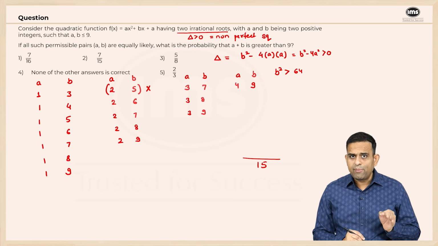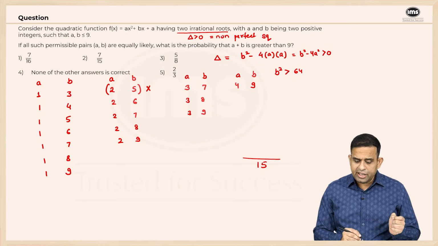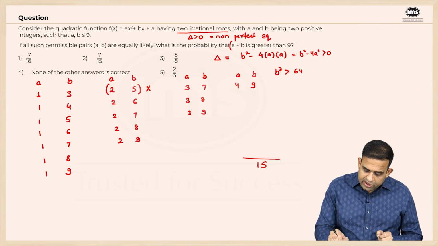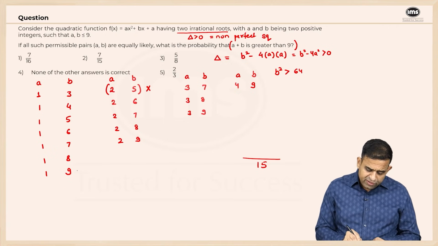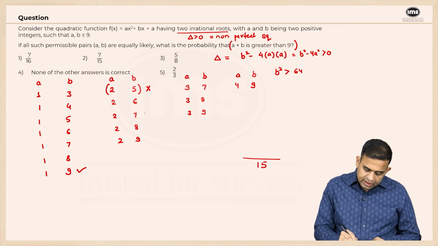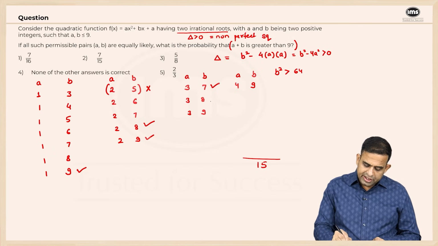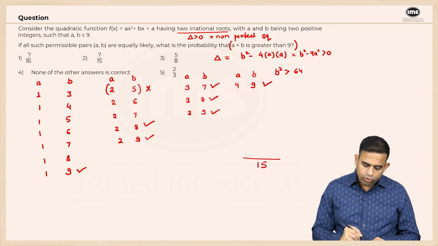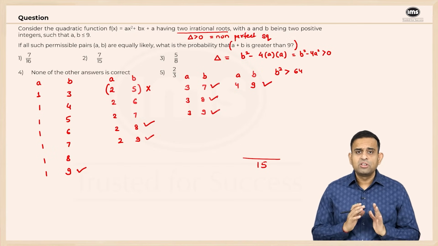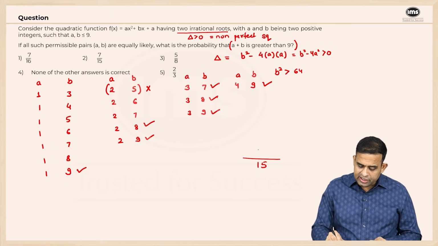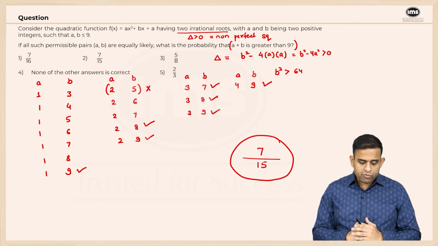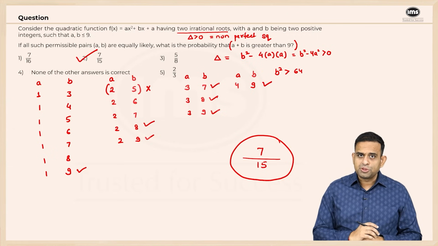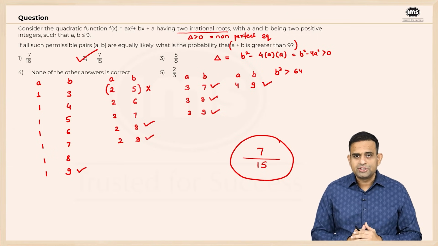And out of that, I am looking for the probability such that a plus b is more than 9. So if I look at the favorable cases, I want a plus b to be more than 9. We will find the cases of 1, 9, then 2, 8, 2, 9, 3, 7, 3, 8, 3, 9 and 4, 9. If I look at the count here, I got 7 favorable cases out of 15. Hence, the required probability for this particular question will be 7 upon 15. So one should choose to mark option number 2 as the answer for this question.